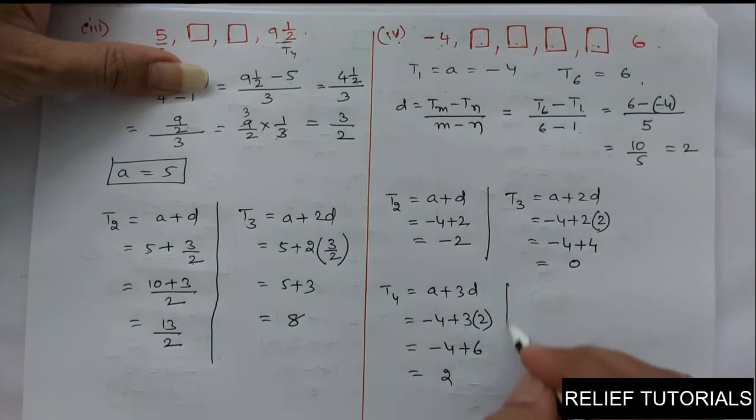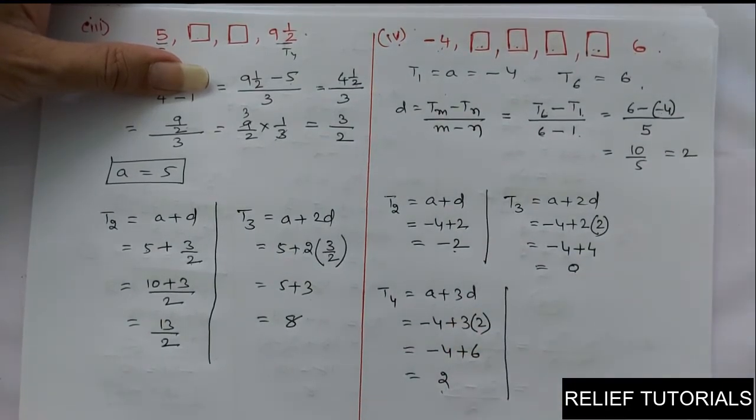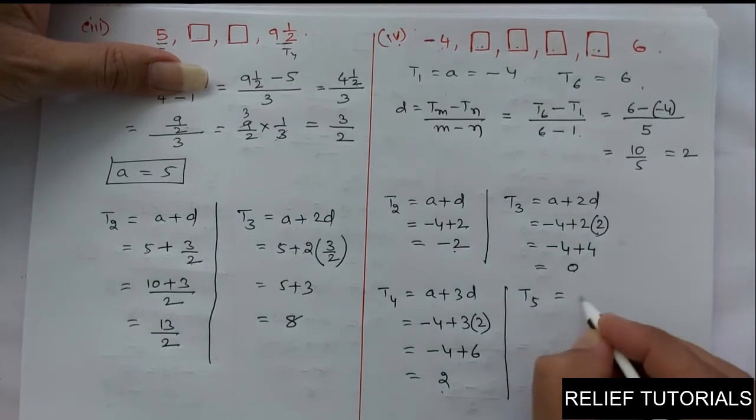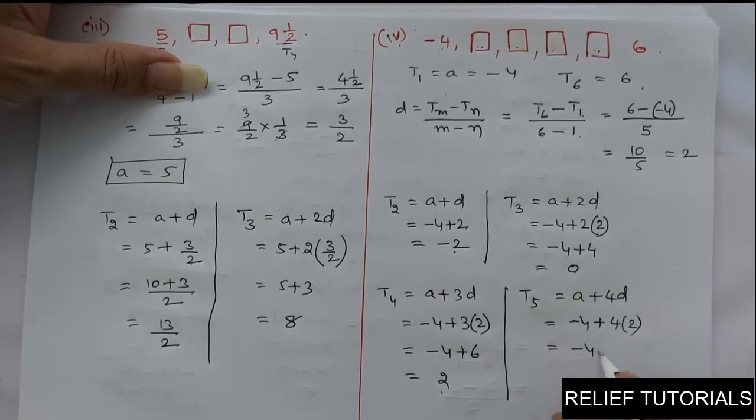Have you got it? So minus 2, 0, 2. Now you will get T5. So T5 is equals to A plus 4D. A minus 4 plus 4 into difference 2. So that is equal to minus 4 plus 8. So that is equals to 4.